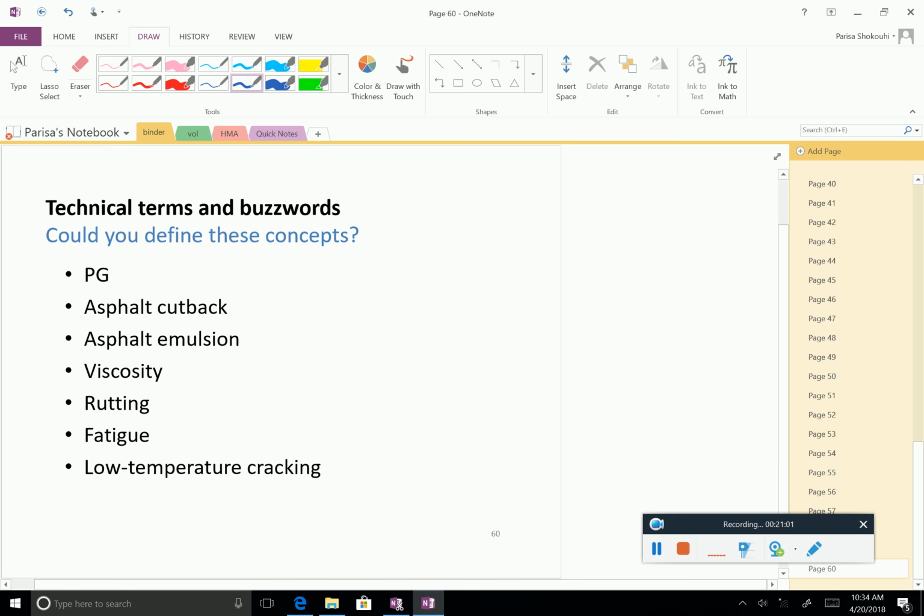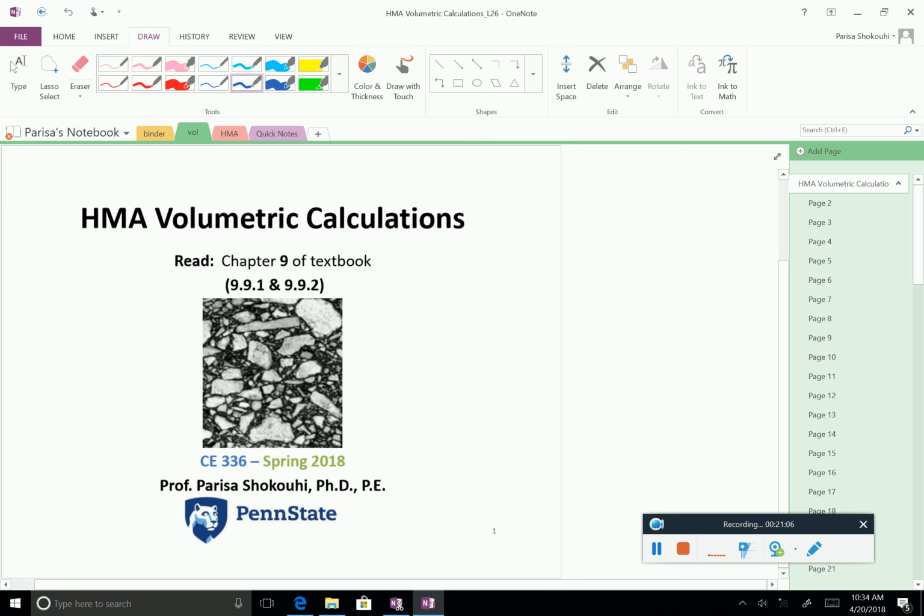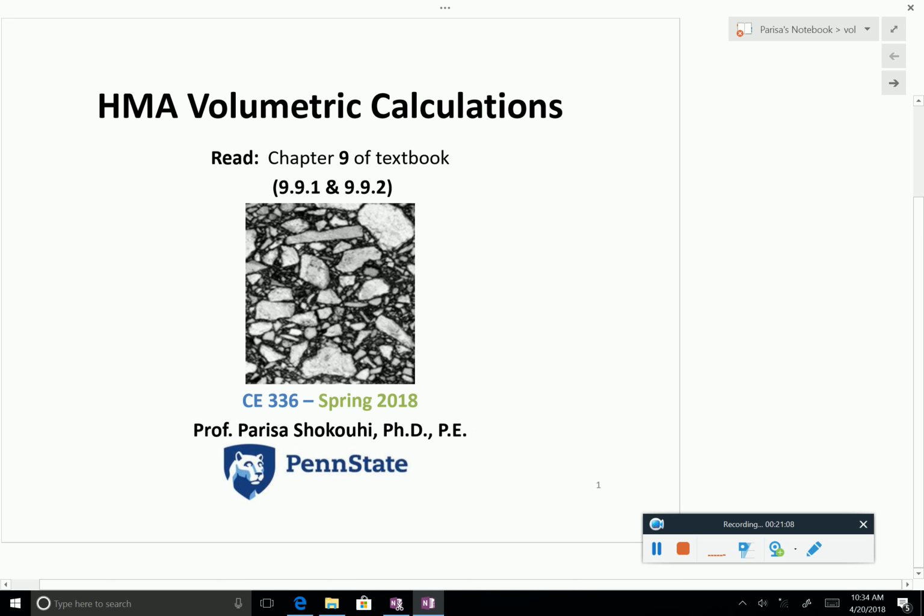Okay, so now we can switch to the new handout. If you didn't pick up one, take a breath and get ready for this.